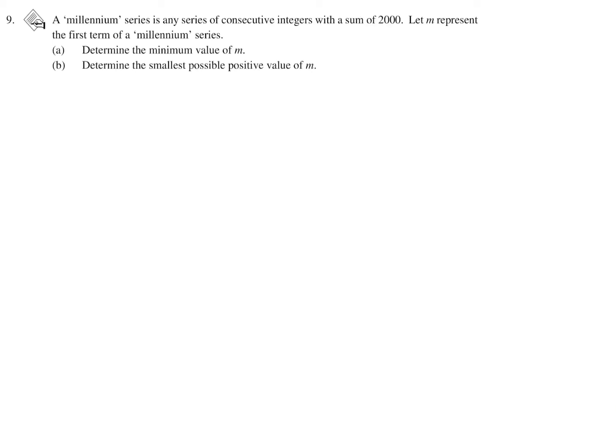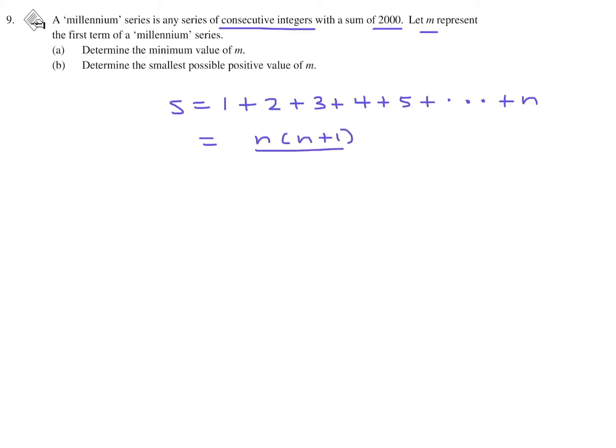A millennium series is any series of consecutive integers with the sum of 2000. Let m represent the first term of a millennium series. Determine the minimum value of m. So if you have a sum of consecutive integers, it will be something like this, right? 1 plus 2 plus 3 plus 4 all the way up to some number, dot, dot, dot, n. And do you know or remember how to calculate this sum mathematically? It's n times n plus 1 all over 2.